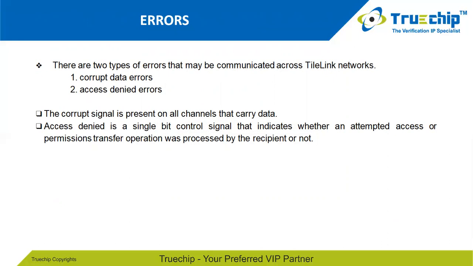Access denied is a single bit control signal that indicates whenever an attempt, access or permission transfer operations are processed by the recipient or not. When an operation is denied, it must have no effect on the permission of the data block, nor change its content, nor trigger any side effect related to accessing the data.